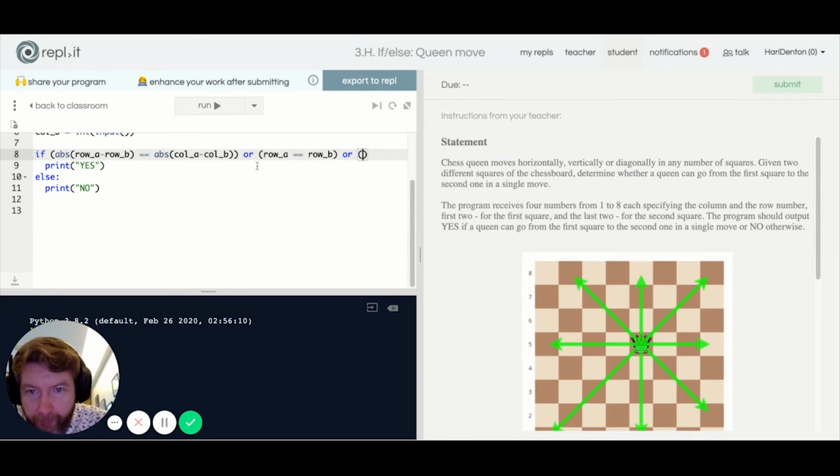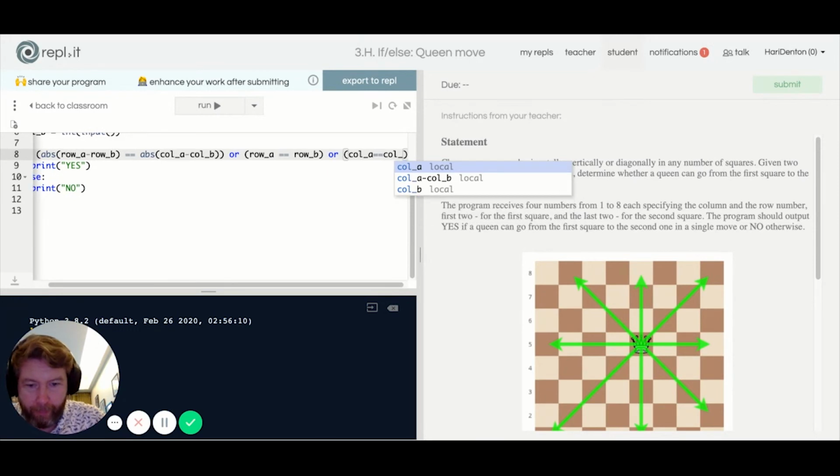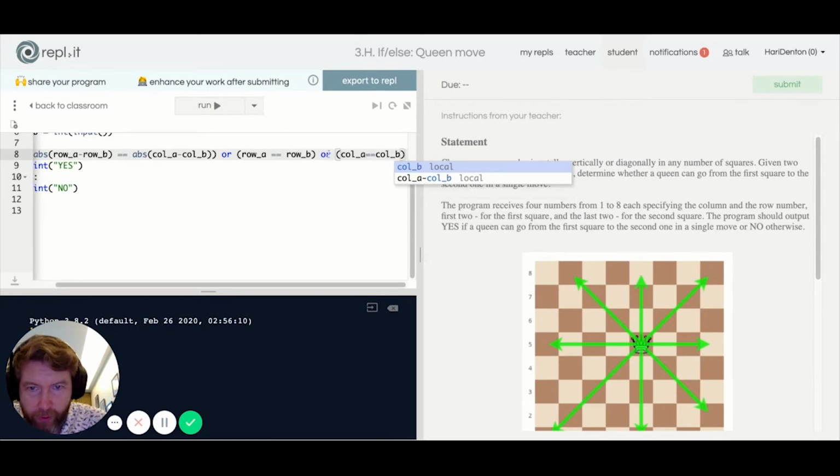I think that's right. So if the column's the same and the row changes, then it's moving horizontally. If the row's the same but the column changes, then it's moving vertically. Or if the difference between the columns and the rows is the same absolute value, then it's moving diagonally. Oh, fingers crossed. Oh, immediate incorrectness. Okay, incorrect syntax on line 8.